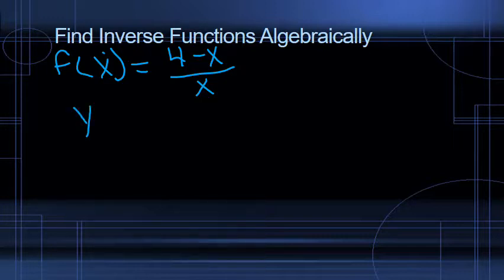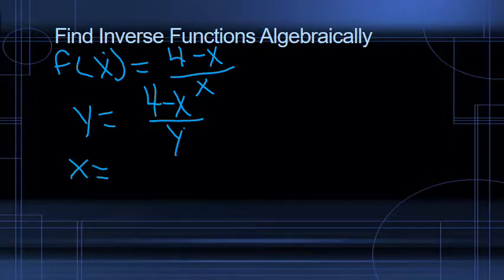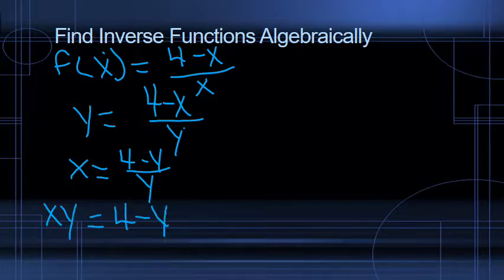First step is I'm going to replace f of x with y. I got y equals 4 minus x over x. All right, now I'm going to swap out my x and y's. Let's rewrite this again. So we got x equals 4 minus y over y. Okay, so how am I going to proceed on this one? Well, I'm going to first now multiply both sides by y to clear the y out from the denominator. And that's going to give me xy equals 4 minus y.